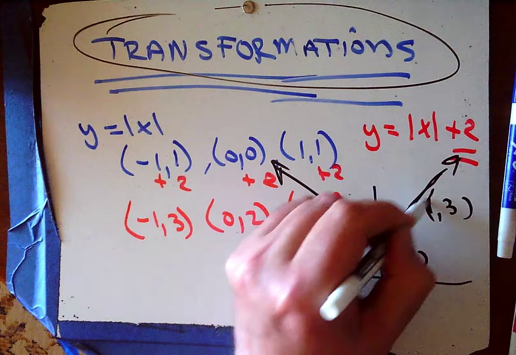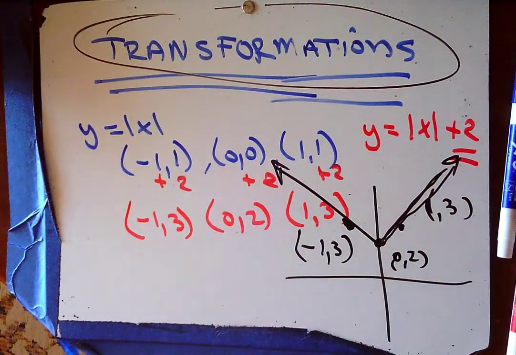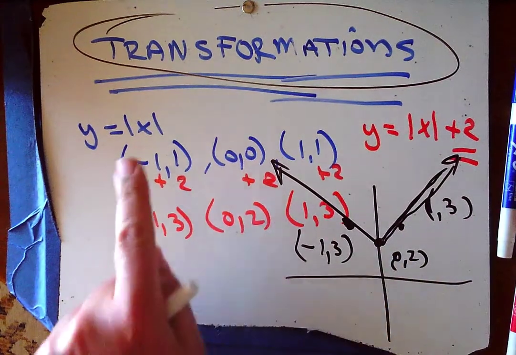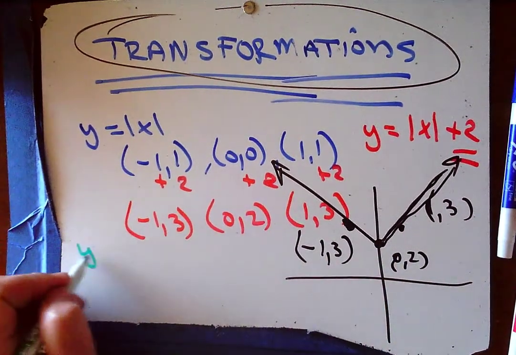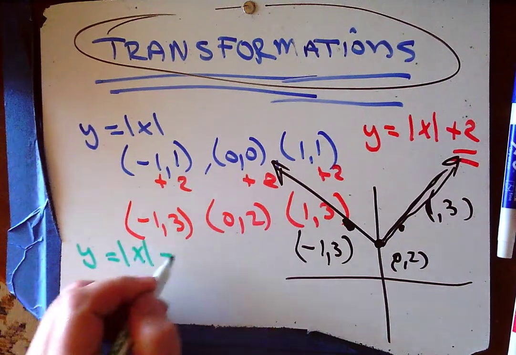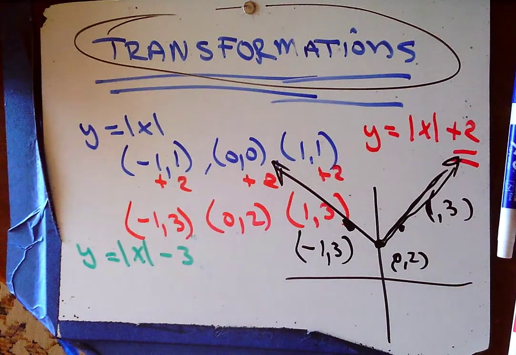Remember, we need to label these points on the graph, not merely nearby. All right, don't forget the appropriate shape for this absolute value. So, what about y equals absolute value of x minus 3? Why don't you pause the video and see if you can graph that one by hand. Come back when you're done.